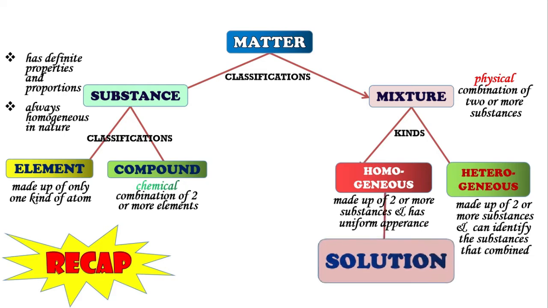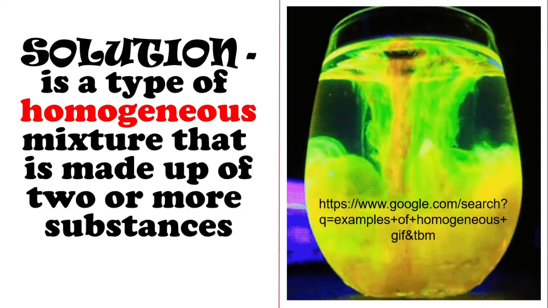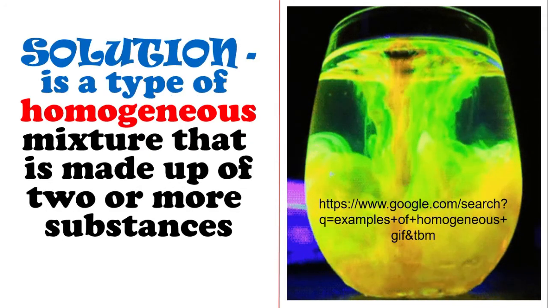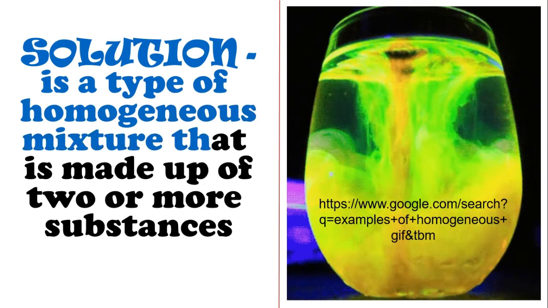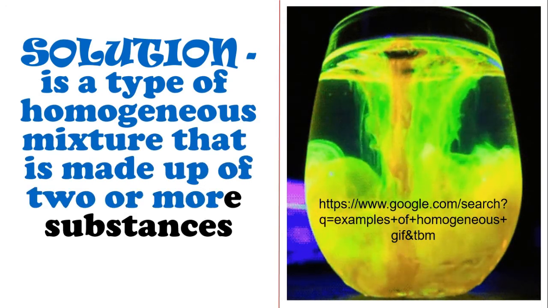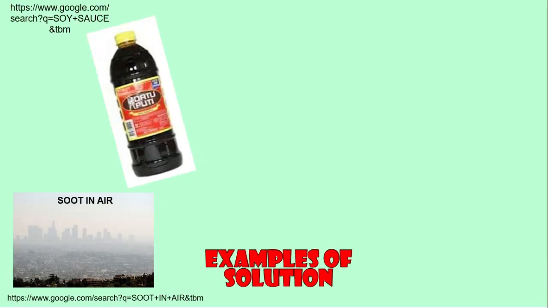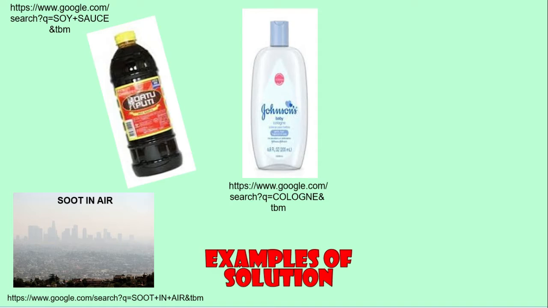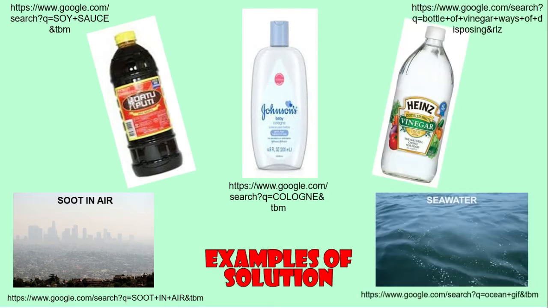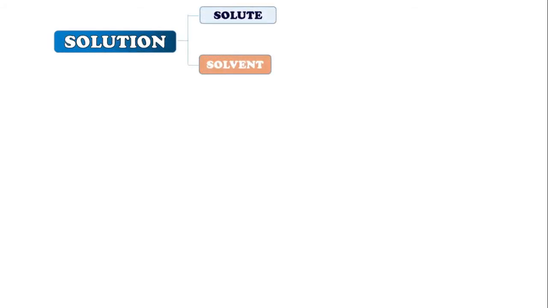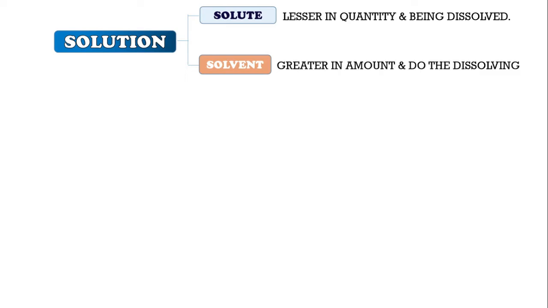This time we will talk about solution. Solution is a type of homogeneous mixture that is made up of two or more substances. Examples of solution: soot and air, soy sauce, cologne, vinegar, and seawater. Solution has two components: solute and solvent. Solute is lesser in quantity and is being dissolved, while solvent is greater in amount and does the dissolving.